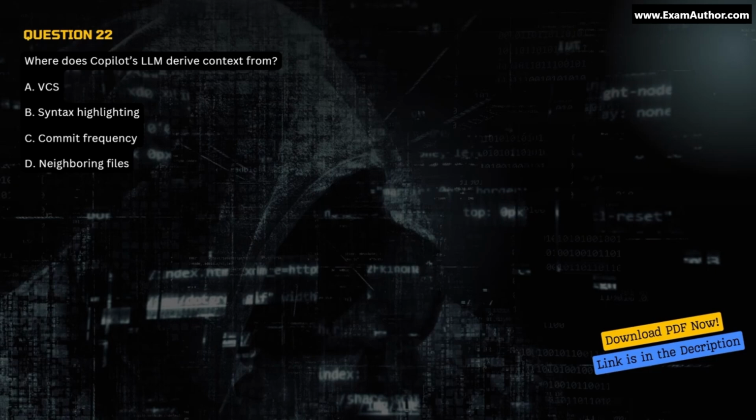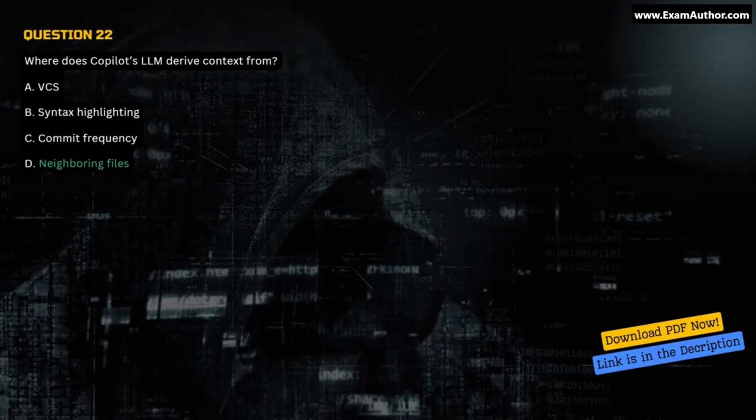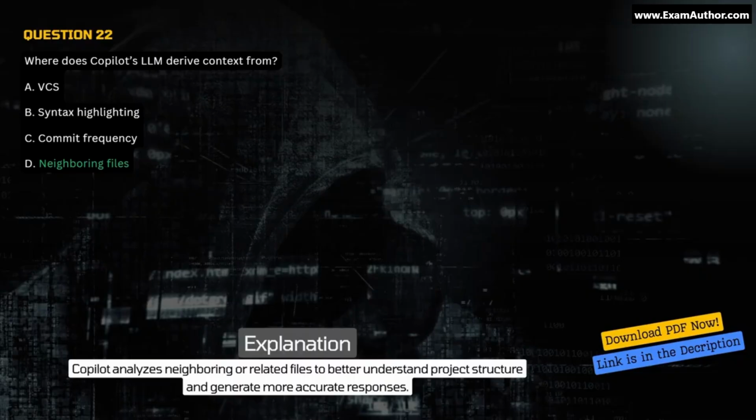Question 22. Where does Copilot's LLM derive context from? A. VCS. B. Syntax highlighting. C. Commit frequency. D. Neighboring files. Correct answer D. Neighboring files. Explanation: Copilot analyzes neighboring or related files to better understand project structure and generate more accurate responses.